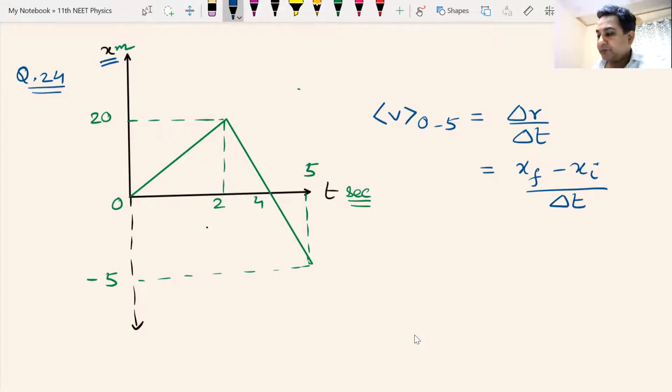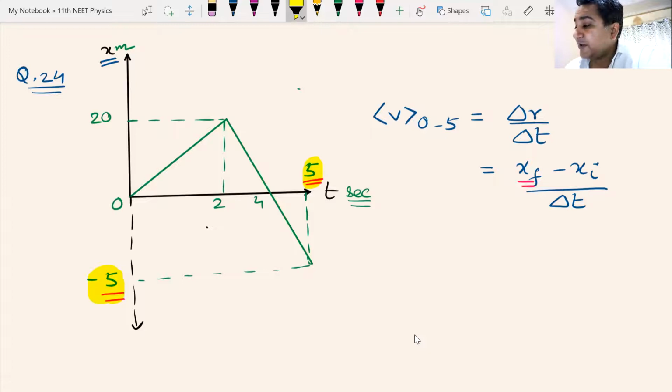I will write the final position on x minus initial position on x divided by total time. Now I look at the final position xf. The final position is at 5 seconds. At 5 seconds, as you can see here, I've highlighted it. At 5 seconds, where is the particle? The final position is -5.